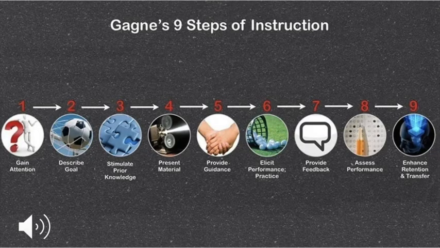Gagne's 9 steps of instruction. Step 1. Gain attention of the students. Ensure the learners are ready to learn and participate in activities by presenting a stimulus to capture their attention. Step 2. Inform students of the objectives. Step 3. Stimulate recall of prior learning.